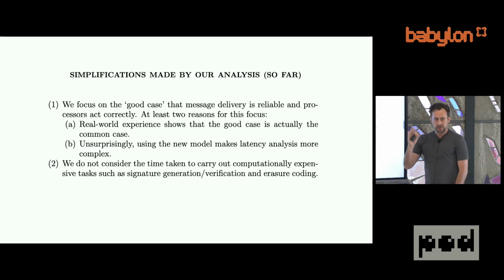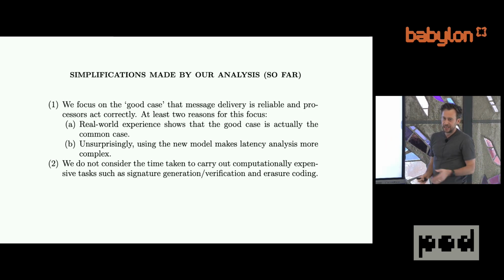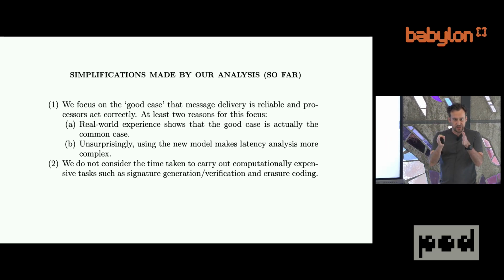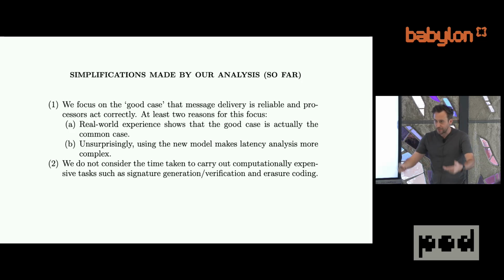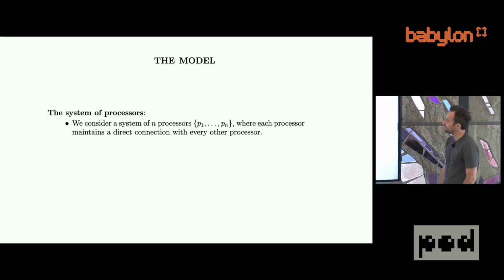There are lots of other simplifications, but another one that I'll point to right now: we're not going to consider the time taken to carry out computationally expensive tasks such as signature generation, verification, and erasure coding. It would be easy to add these things in, and I think we certainly want to do that in the future. But the idea is we're going to produce the simplest model first of all, and take one step at a time. In the paper we have a list of 8 simplifications, all of which might be interesting to look at, but I'll just mention those 2 for now.